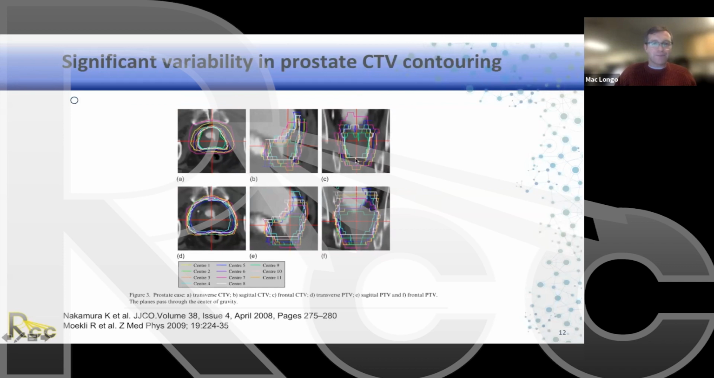This graphic that I have posted here comes from a paper published in a German medical physics journal by Mokley et al. And it consists of 11 different radiation oncology centers in Switzerland that were all given the same prostate cancer case and asked to contour. Each center is represented by a different color. And as you can see, there is quite a lot of variation when we look at the contours that each center delivered. So there is a lot of interpersonal variability in prostate cancer contouring, and this has been well documented.